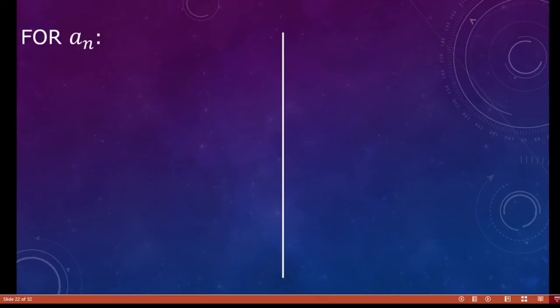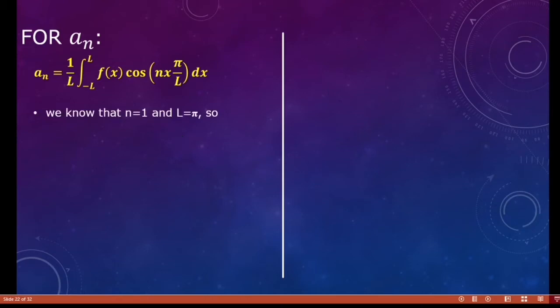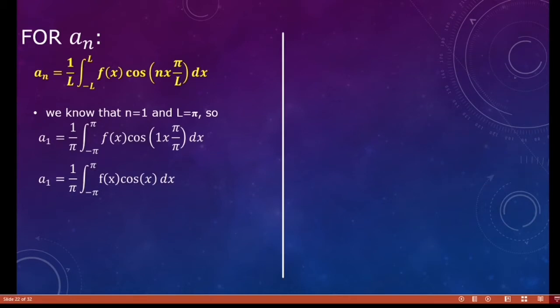So let's try to solve a sub n, or our coefficient here. So a sub n is equal to this formula given kanina. We know that n is equal to 1 and L is equal to pi. So we have this. Substitute lang natin. So we have a sub 1 equals 1 over pi times the integral of f of x cosine 1x pi over pi dx from negative pi to pi, which simplifies to this. Simplify natin. So 1x naging x na lang, and ito naging 1. So it becomes that.